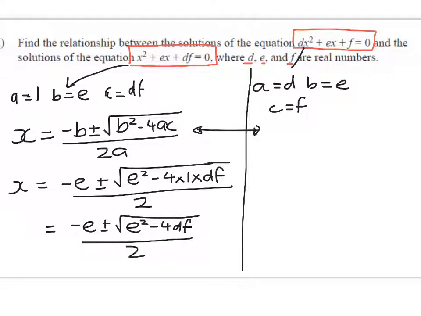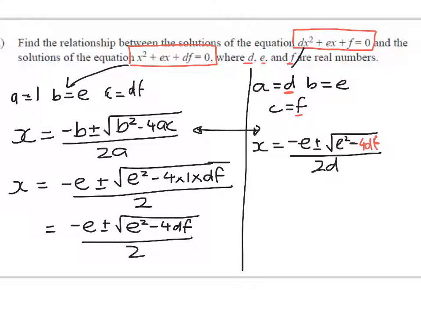Now over here we're going to get x equals negative e plus or minus, I'm going to run out of room on my tablet, the square root of e squared minus, and again 4ac is going to give me minus 4df. I can just squeeze that in, right? Hopefully you can see that okay. Divided by 2d.